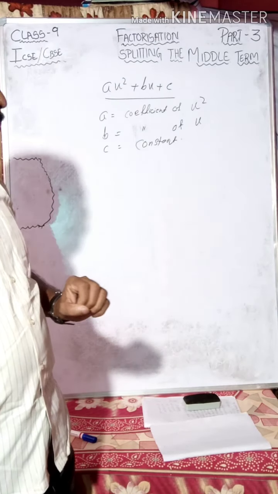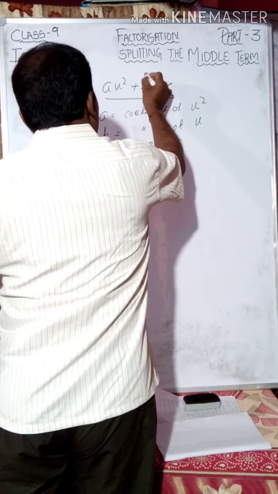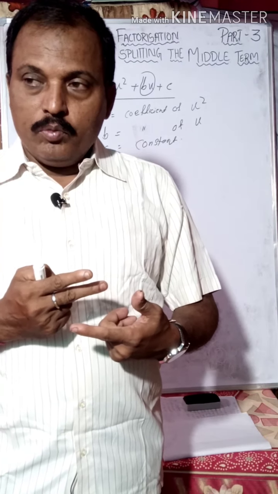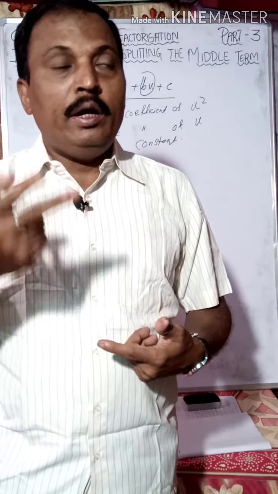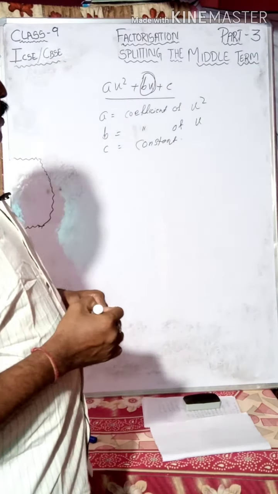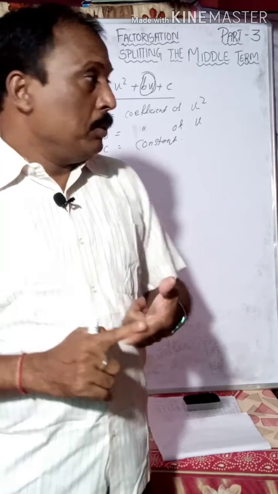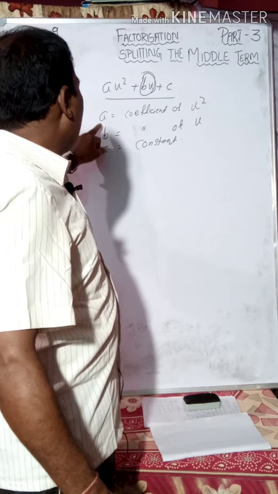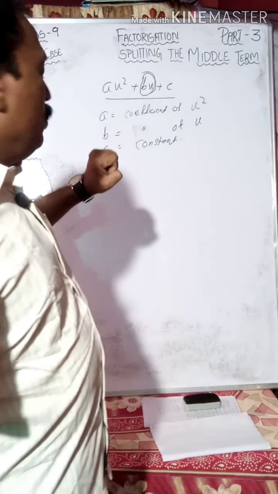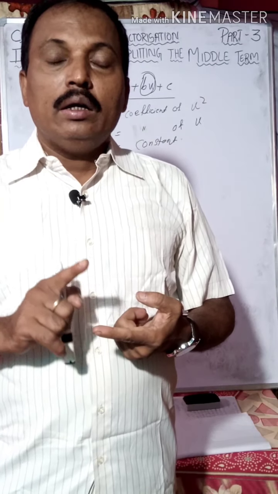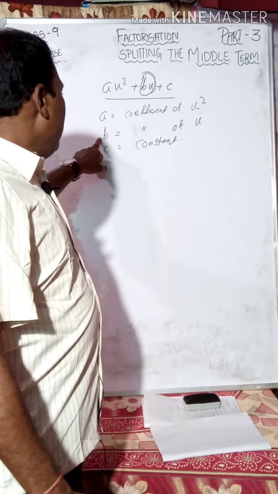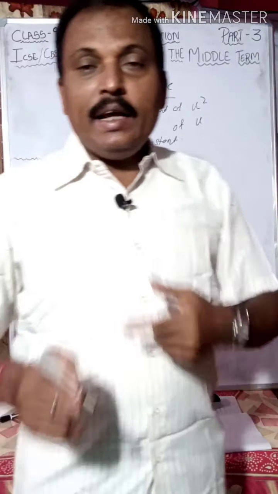How can we break the middle term? We split the middle term into two terms. What will be the shape and size of the new terms? Look, when we split the middle term into two terms, the sum of the two terms must be b, and the product of the two terms will be a times c. The product will be ac and the sum must be b. That is the splitting of a middle term.